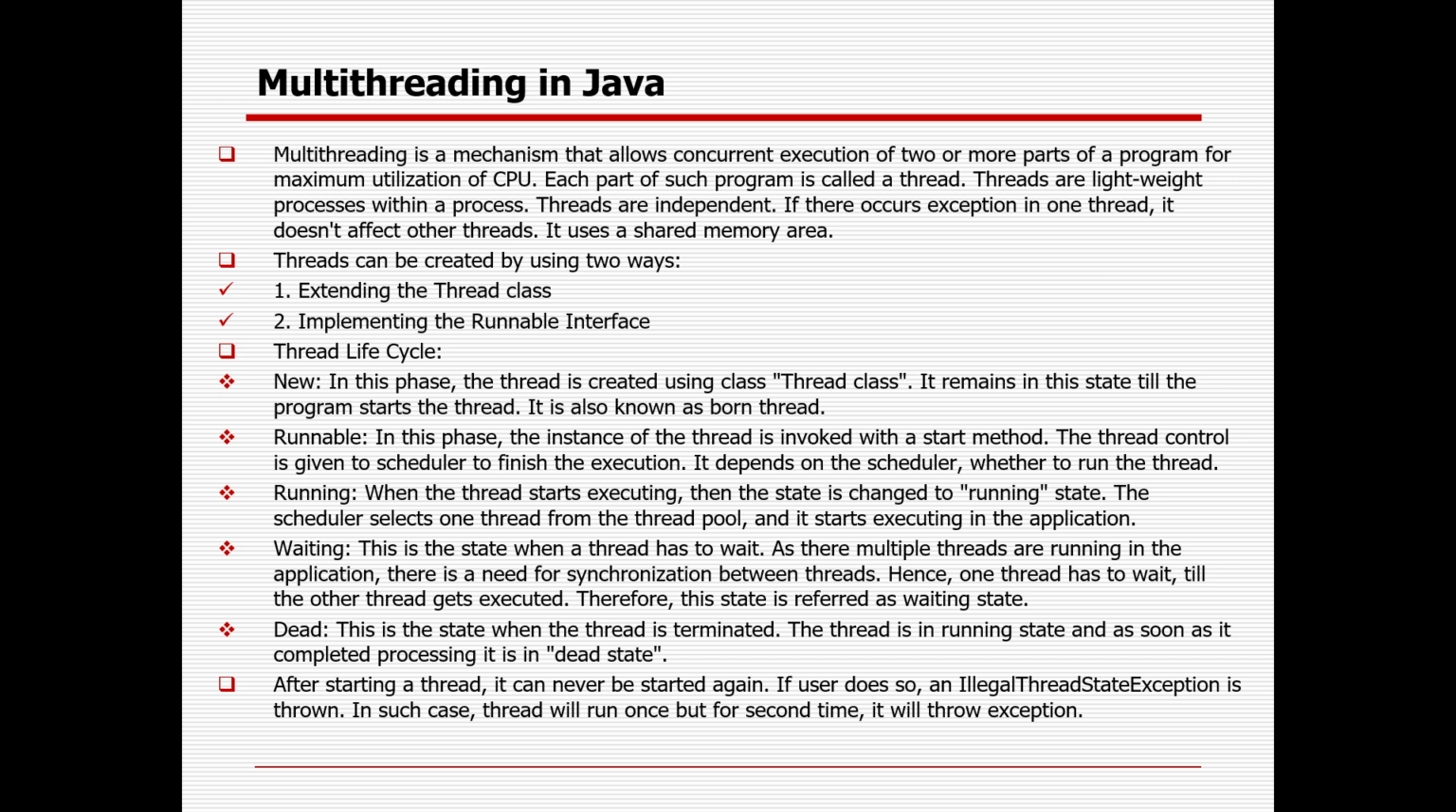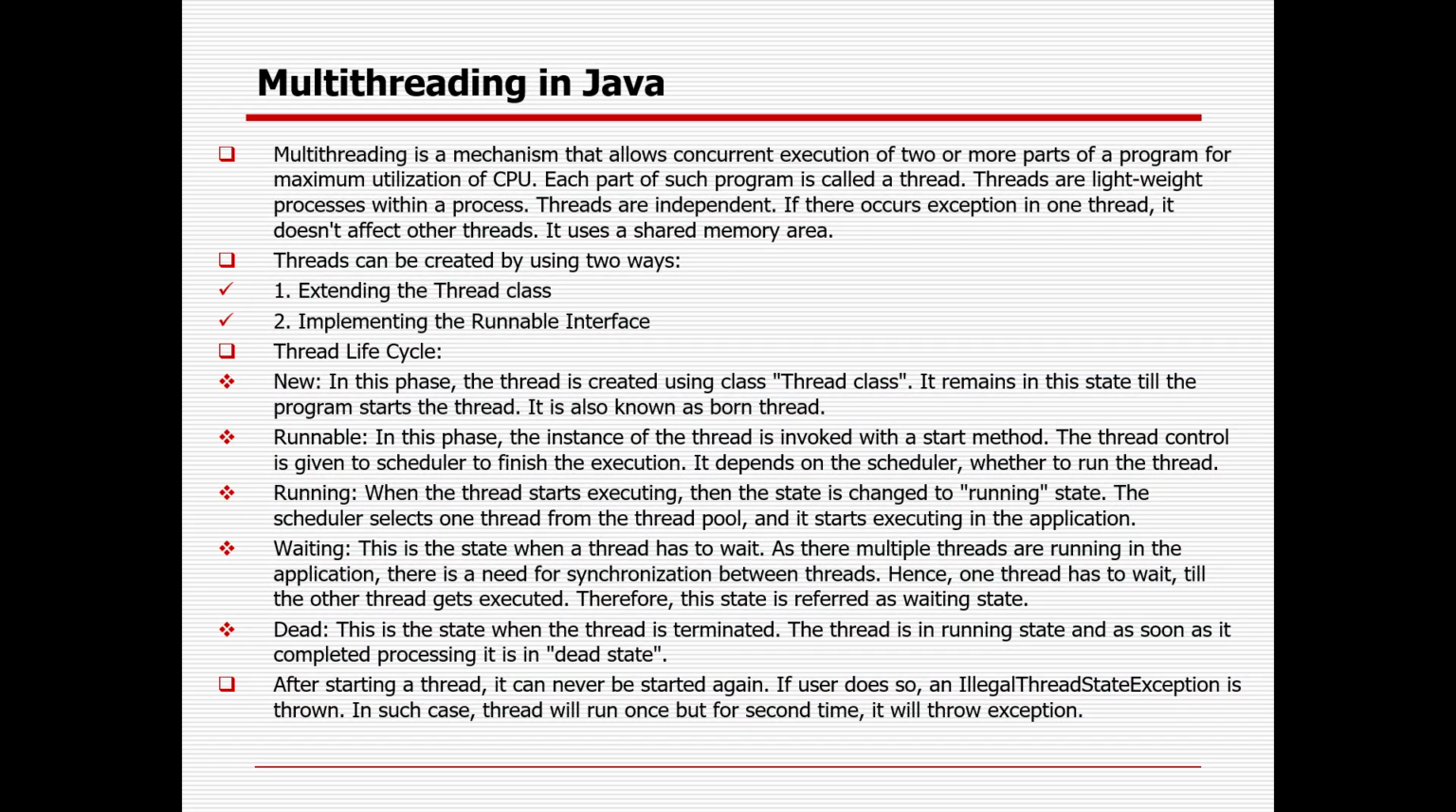The scheduler will take those threads from the pool, configure them, and put them in running status. So when the thread starts executing, the state changes to running. The scheduler selects one thread from the thread pool and starts execution in the application. Waiting. Sometimes some threads need to wait. Why? In case another thread is not completing, somebody has not yet completed the task.